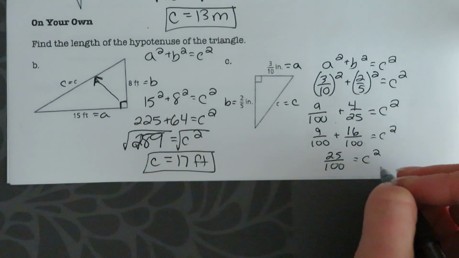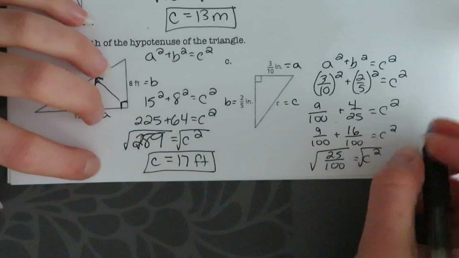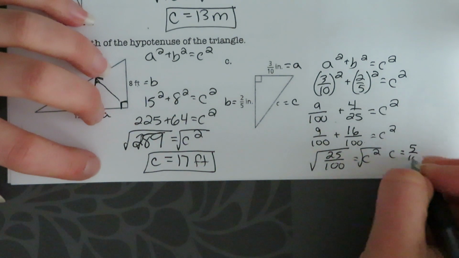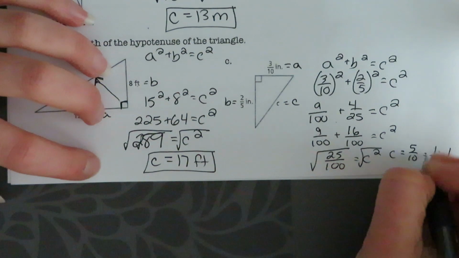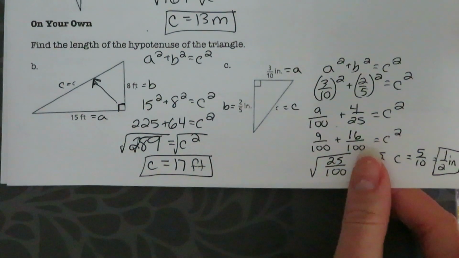Yes, I know I could reduce down to 1/4. That's fine. But I'm actually just going to do the square root of both sides from here. And I'll get that C equals 5/10, which is going to equal 1/2 inch. All right, let's continue.